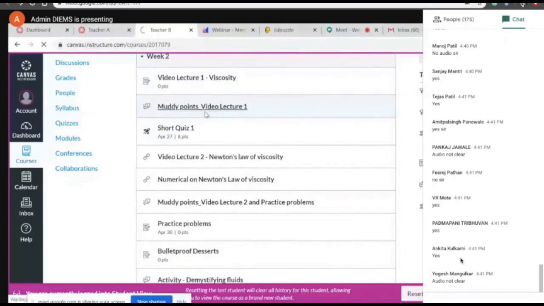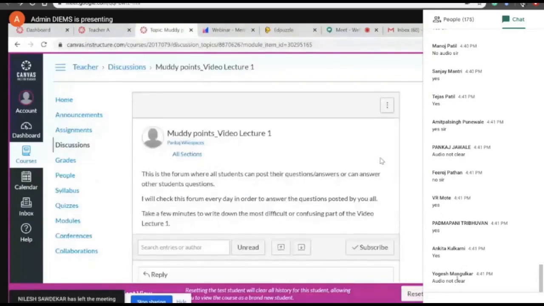Then there is something called muddy points. I'll tell you what muddy points is. Muddy points is nothing but a forum where all students can post their questions or answers. If they have some doubts, some confusion, some difficulty, they can post their questions. They can answer other students' questions also.